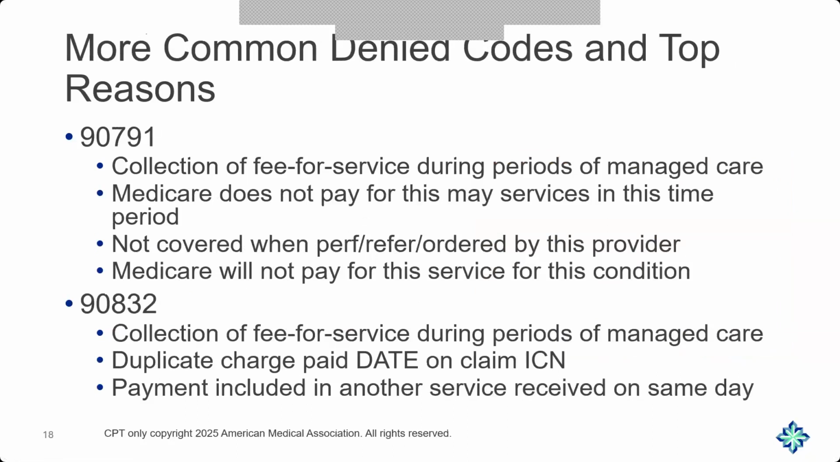90791, why are we denying it? Well, the number 1 reason was because the beneficiary has Part C. Number 2, Medicare does not pay for this many services in this time period. Look at the policy, look at the billing and coding articles, and it will tell you that Medicare will only pay for this service once at the onset of the illness.